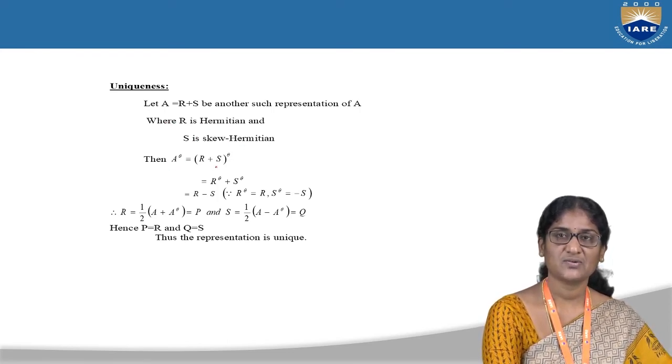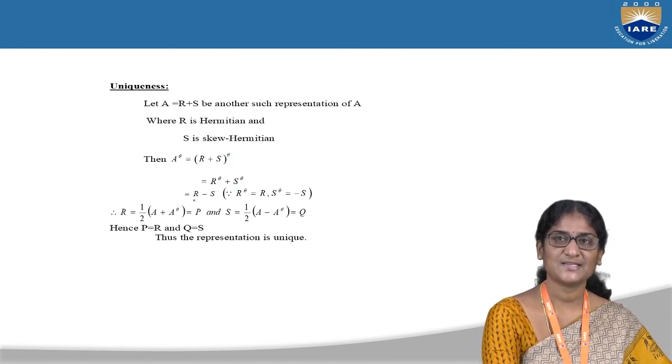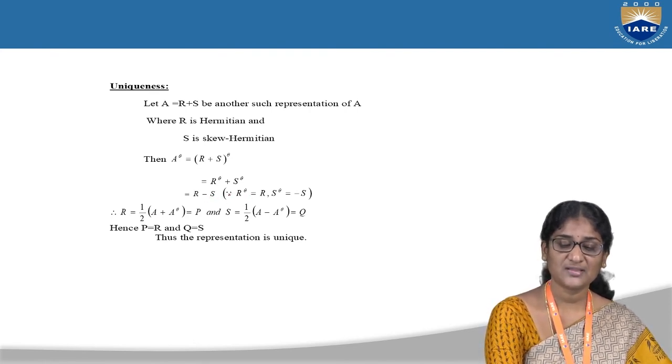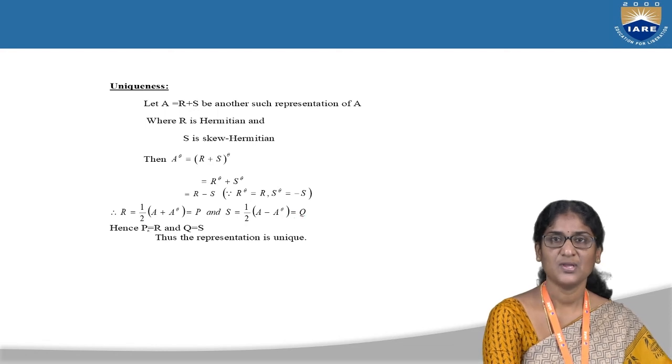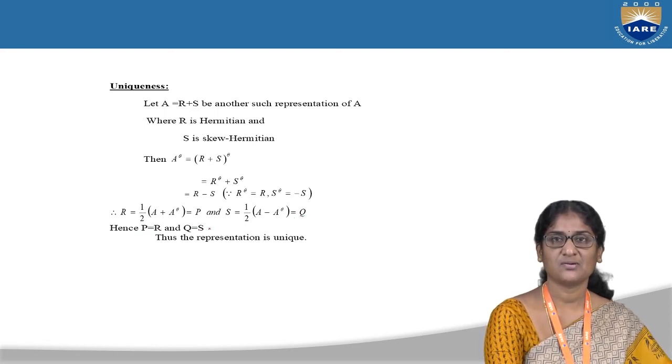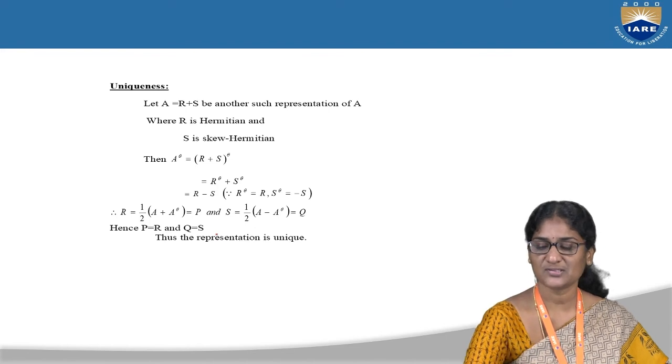A to the power of theta is equal to (R plus S) whole to the power of theta, which is equal to R theta plus S theta, which is equal to R minus S. Now, already we have seen that R is Hermitian and S is skew Hermitian. I can replace R to the power of theta as R and S to the power of theta as minus S. So therefore R is equal to half into A plus A to the power of theta, which is equal to P, and S is equal to half into A minus A to the power of theta, which is equal to Q. Therefore P is equal to R and Q is equal to S, which shows the uniqueness of the theorem.